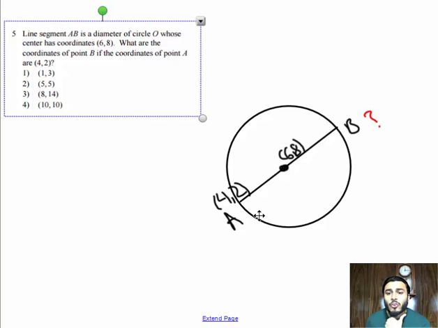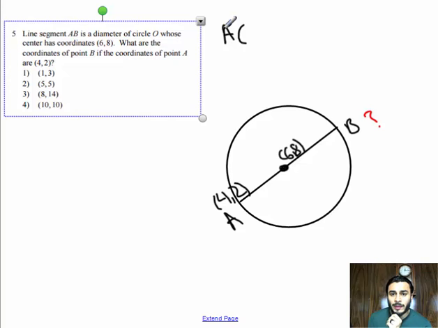So what we can do to find point B is find the change in the x coordinates and the change in the y coordinates, and then apply that same change to the midpoint, because this is a midpoint, at the center of the circle. We will apply that change to the midpoint to get the next point. So that's what we'll do. Let's go ahead and analyze.